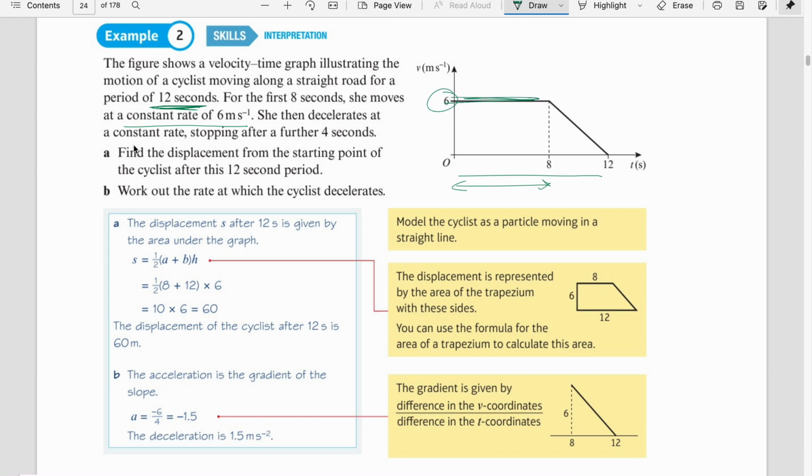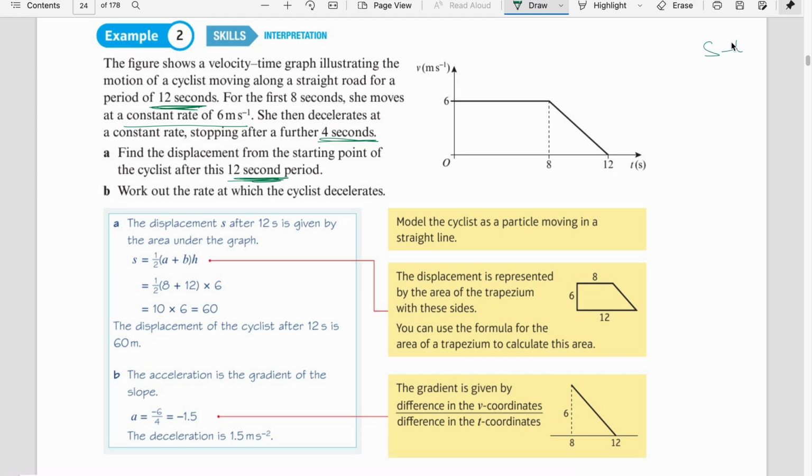She then decelerates at a constant rate, stopping after 4 seconds. She must have applied the brakes or stopped pedaling. So she comes to rest at 12 in the next 4 seconds. A part: find the displacement from the starting point of the cyclist after the 12-second period.